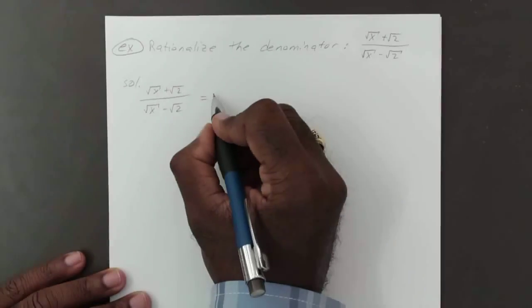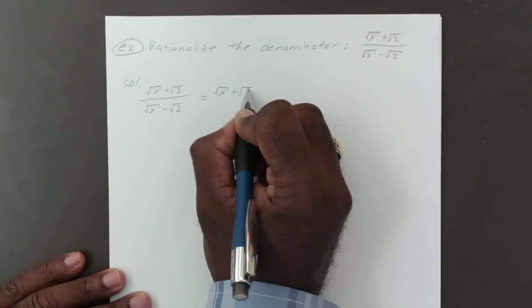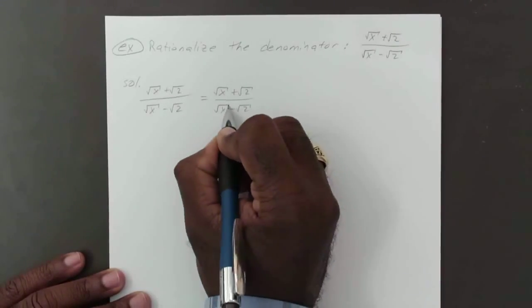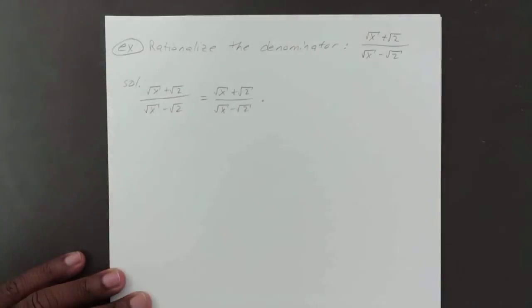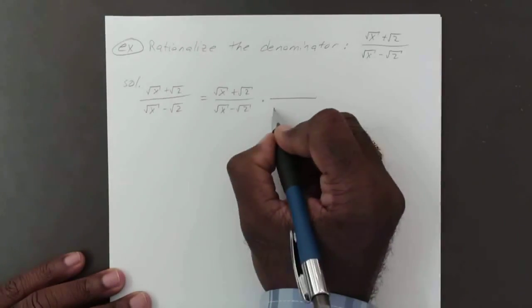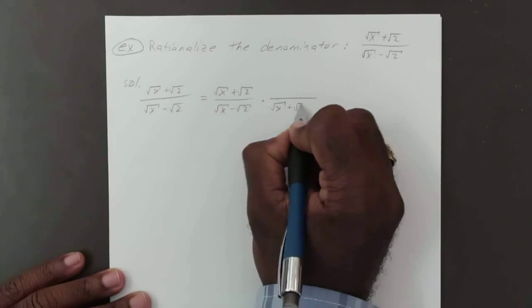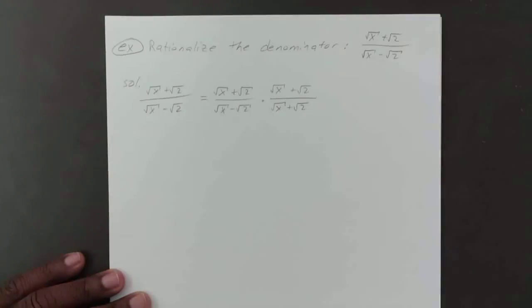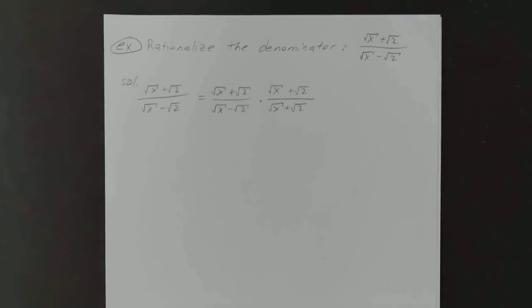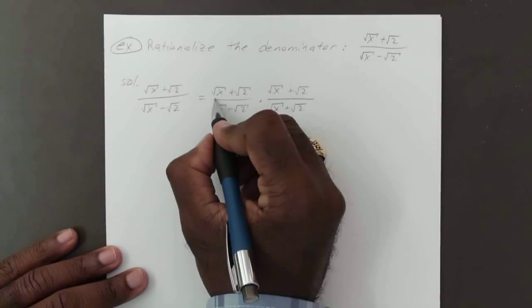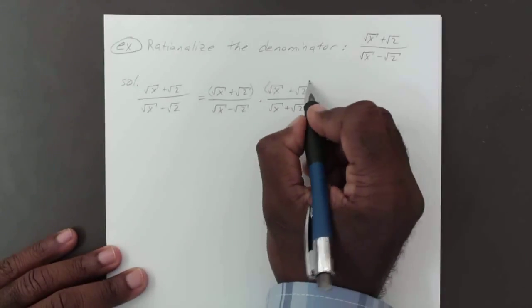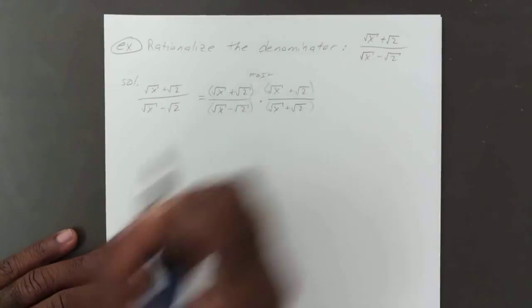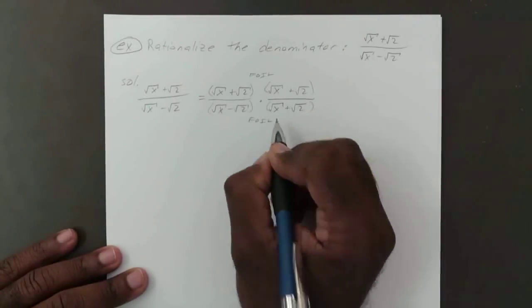So square root of x plus square root of 2 over square root of x minus square root of 2 is just going to equal square root of x plus square root of 2 over square root of x minus square root of 2 times the conjugate of your denominator, which is square root of x plus square root of 2 over square root of x plus square root of 2. Okay, and this time for both of them, you're actually going to perform the FOIL method. So you're going to have the FOIL method up here and the FOIL method down there.